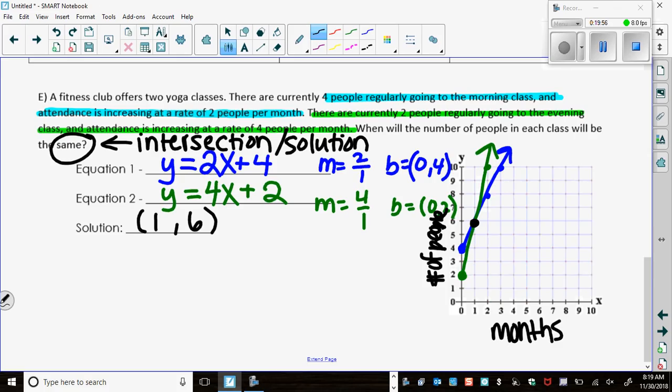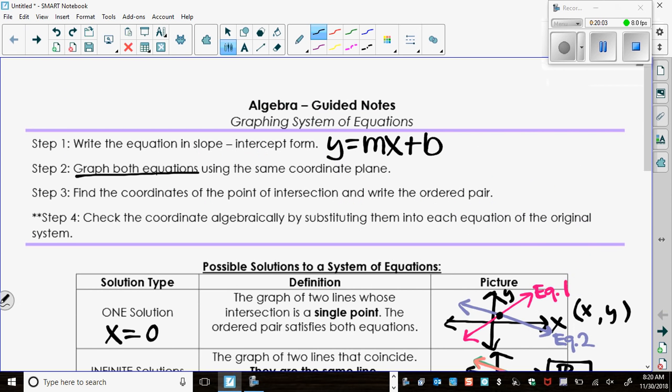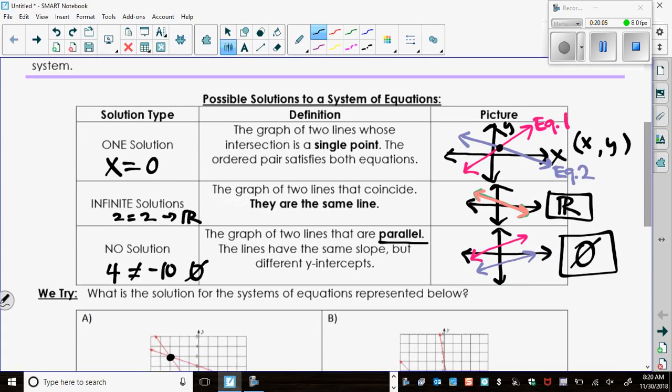Okay. You guys are going to be able to look at an equation, graph it, and then figure out the solution. So that's the overall goal for this topic.